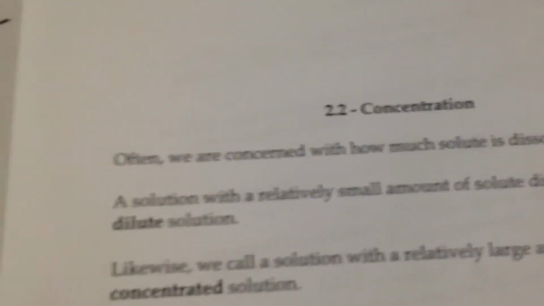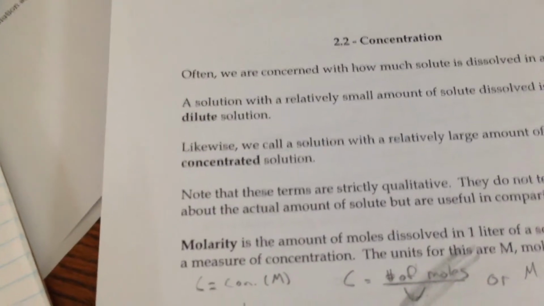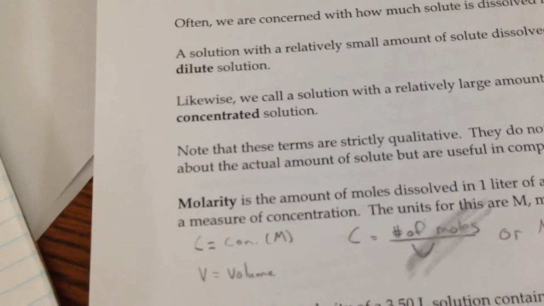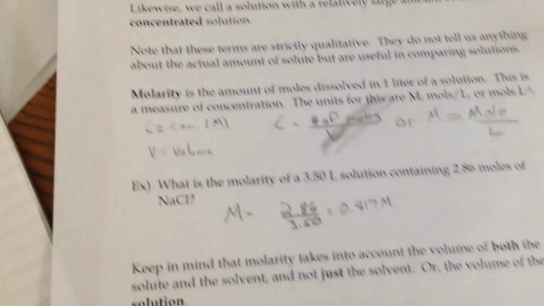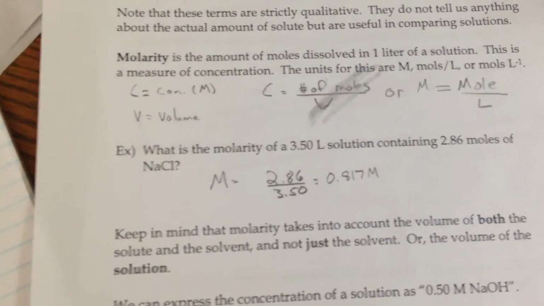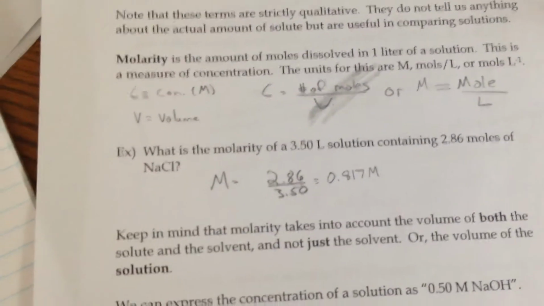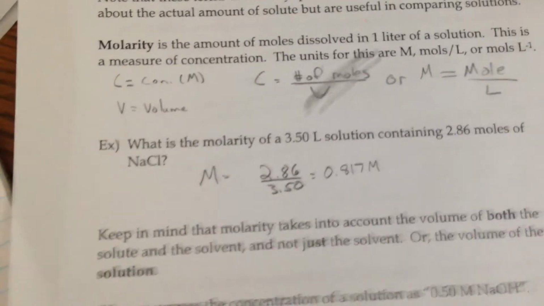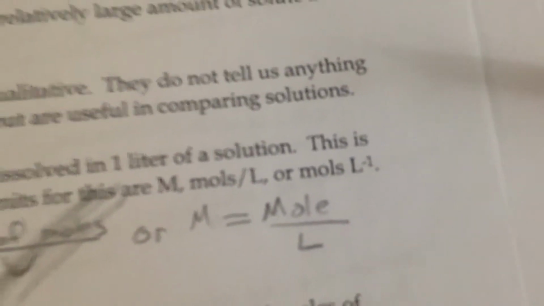Okay, so this is lesson 2.2 on concentration. We've done concentration in the past in Chem 20, so this shouldn't be a huge leap forward for you guys. The first thing we talk about with concentration, this is how we always measure concentration in Chemistry 20 and 30. It's going to be with molarity, okay? So molarity is just moles over liters, okay?